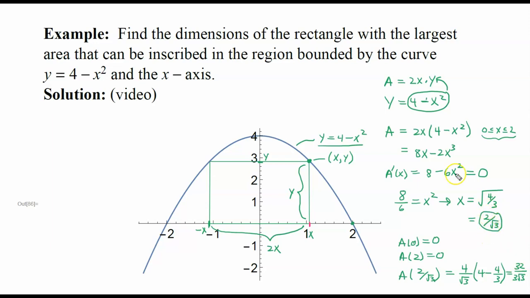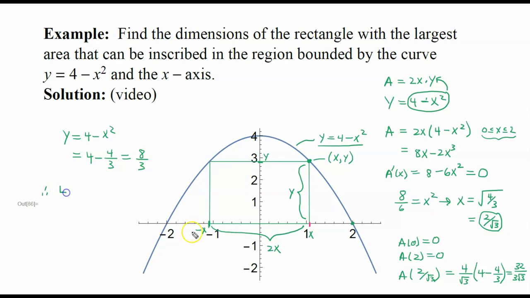Now all we have to do is find the y value. Well, if we go back up to this equation up here, you see the y is equal to 4 minus x squared, and that's going to be 4 minus 2 over root 3 squared, being 4/3, and that of course is going to be 8/3. 12/3 minus 4/3 is 8/3. And there you go.